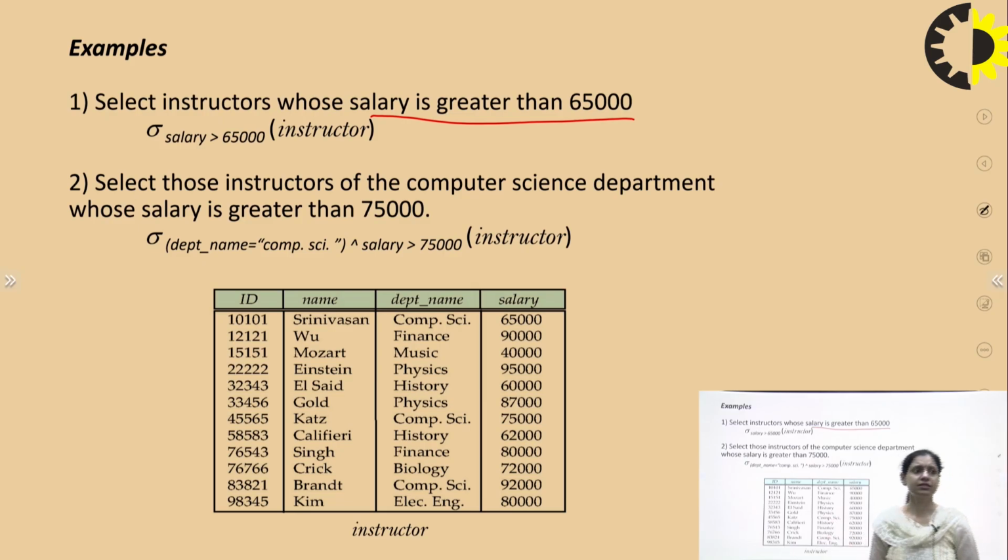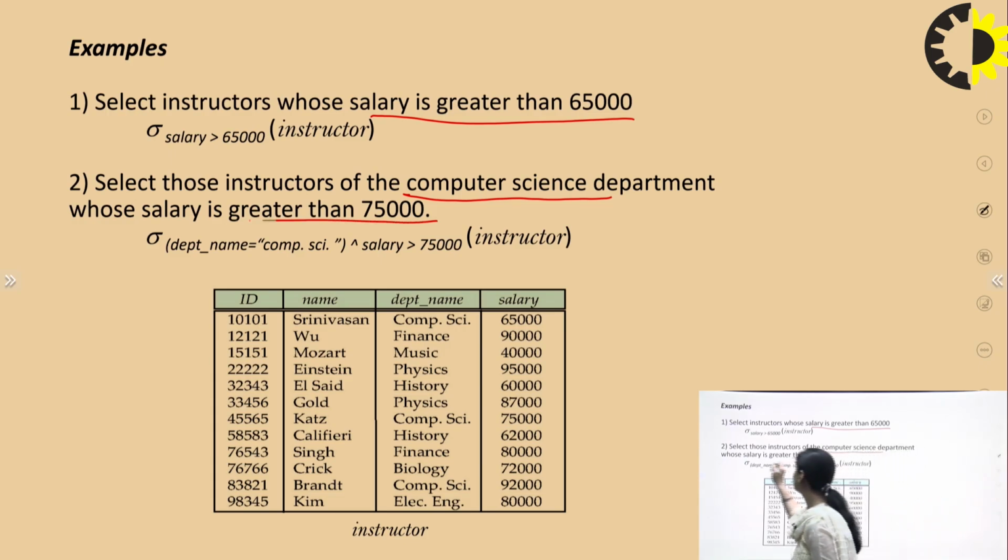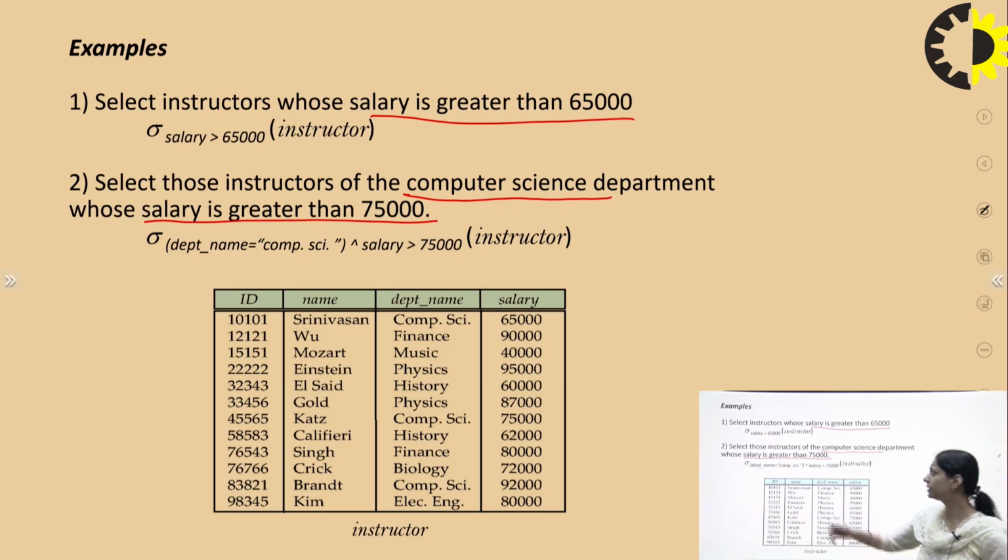Now let's see the next one. Select those instructors of the computer science department whose salary is greater than 75,000. So here we again have two conditions. The first one is we need to identify from the computer science department. Along with it, we need the salary to be greater than 75,000. So we'll select the department name as computer science and the salary greater than 75,000 from the instructor relation.